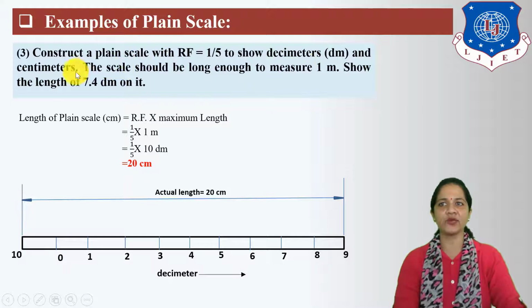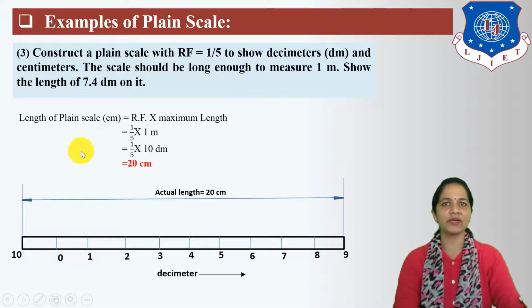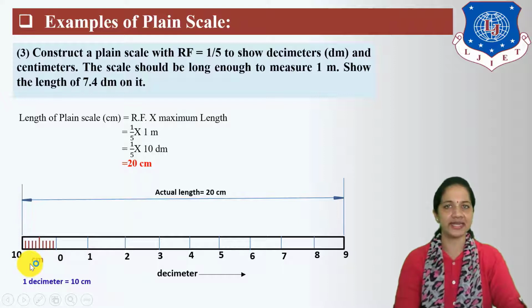Here the second measuring unit is centimeter. We know the relation of decimeter and centimeter: 1 decimeter is equal to 10 centimeter. So, the first unit is subdivided into 10 equal parts which indicate centimeter.